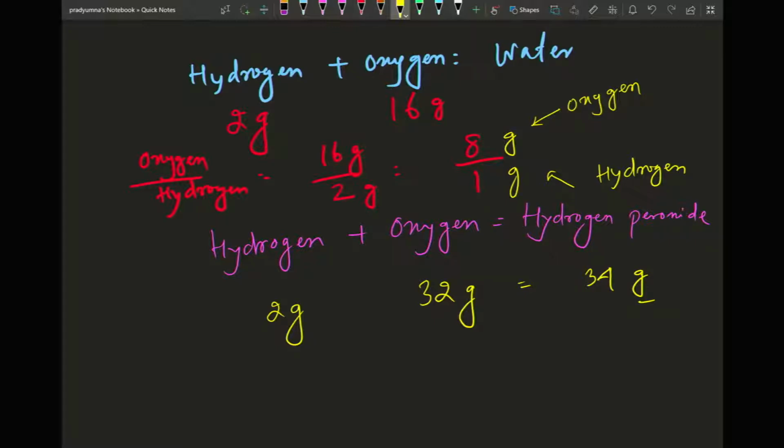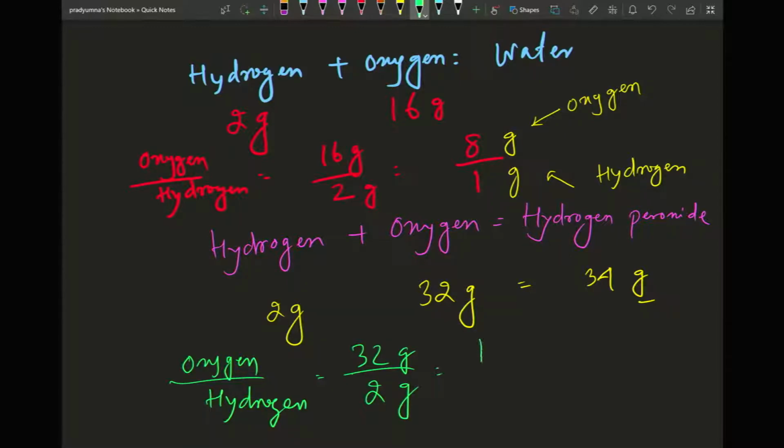So how about our other example? We have the same here, oxygen and hydrogen. In this case, 32 grams divided by 2 grams. So that's 16 grams and 1 gram. So in this case, we have 16 grams of oxygen that is combining with 1 gram of hydrogen.